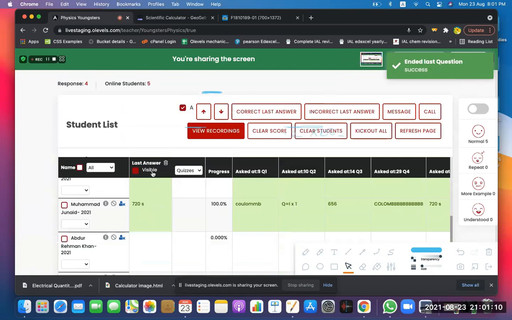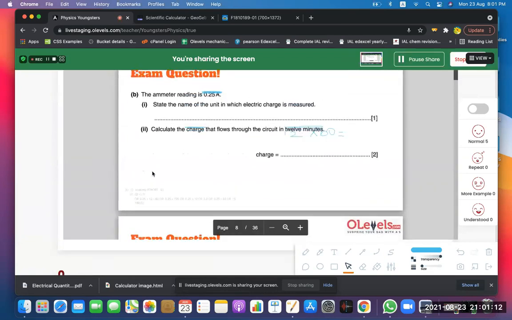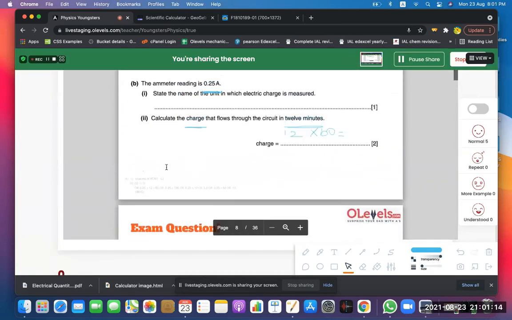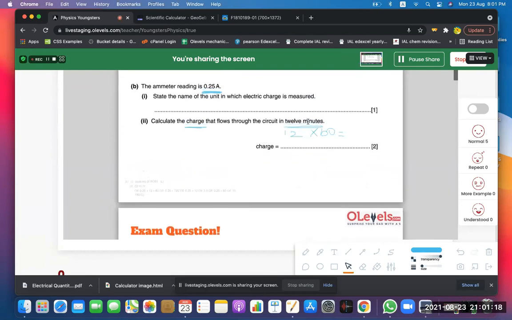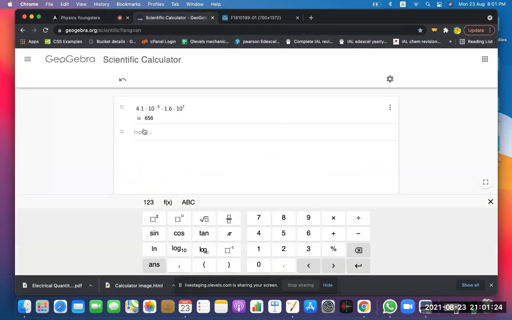Okay. So here we are converting 12 minutes to seconds first, because time should always be in seconds. Let's do this in the calculator. 12 minutes to seconds, so we will multiply 12 by 60. I will do that up here.